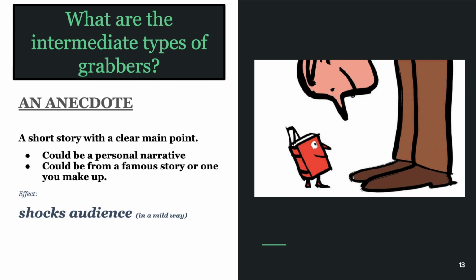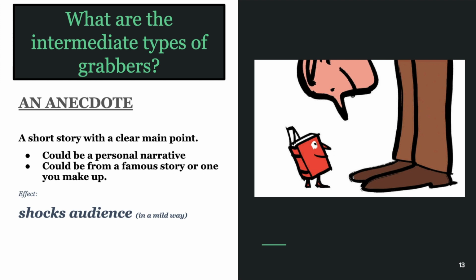So, an anecdote could be a personal narrative about you or somebody else, and it could be from a famous story that people are aware of in advance and that you can access their prior knowledge on, or it could be from a story that you make up yourself. And again, the point here is to shock the audience, but in a mild way. Notice the word mild there.